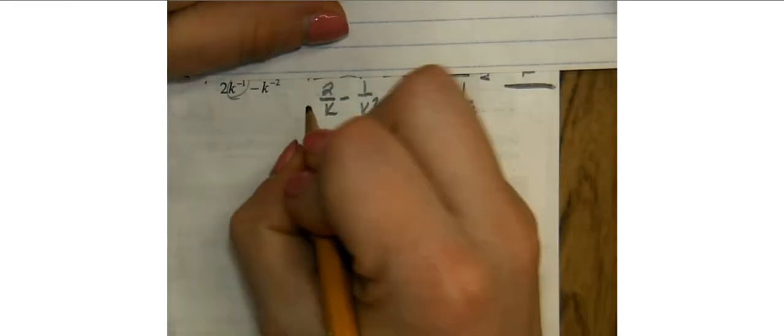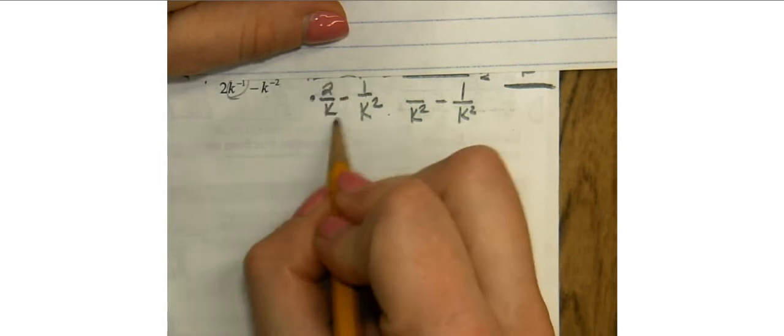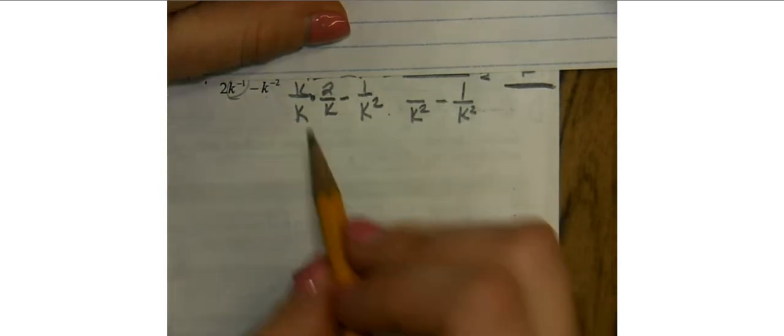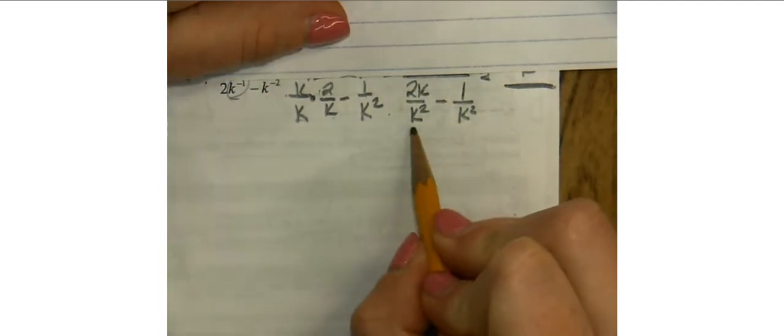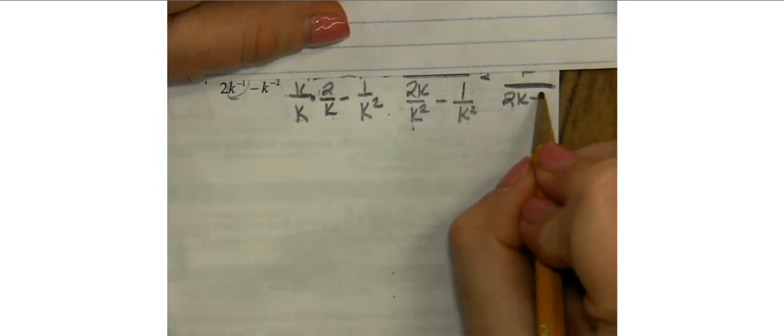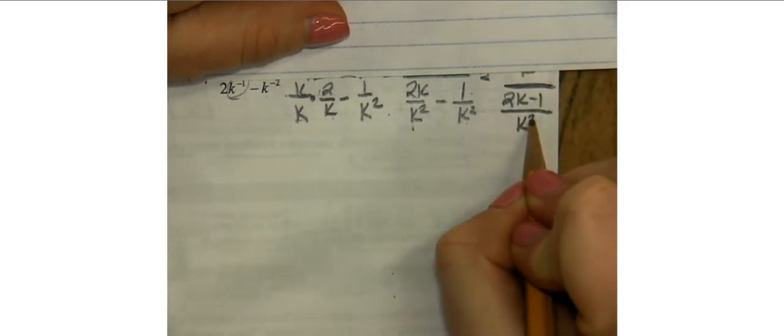So I'm going to multiply just the first fraction by what it needs. It needs another k. So I'm going to multiply the top and the bottom by k. 2 times k is 2k, and k times k is k squared. Now that I have a common denominator, I'll combine the numerators to make this 2k minus 1 all over k squared. So now I have a single fraction over a single fraction, which is really nice.